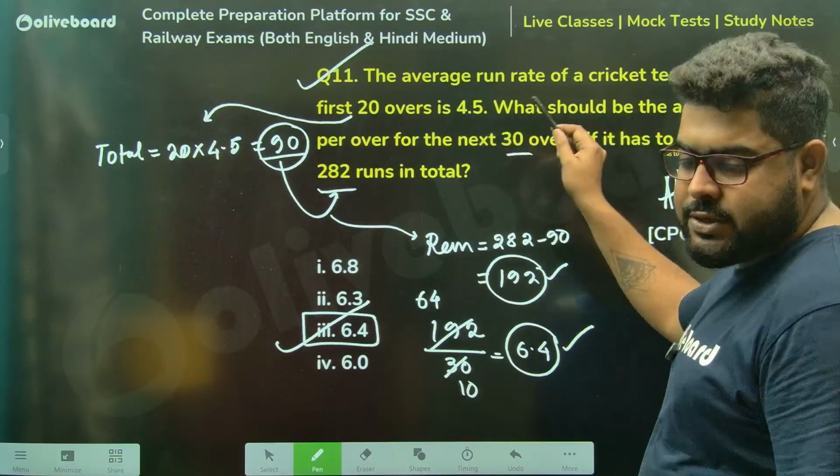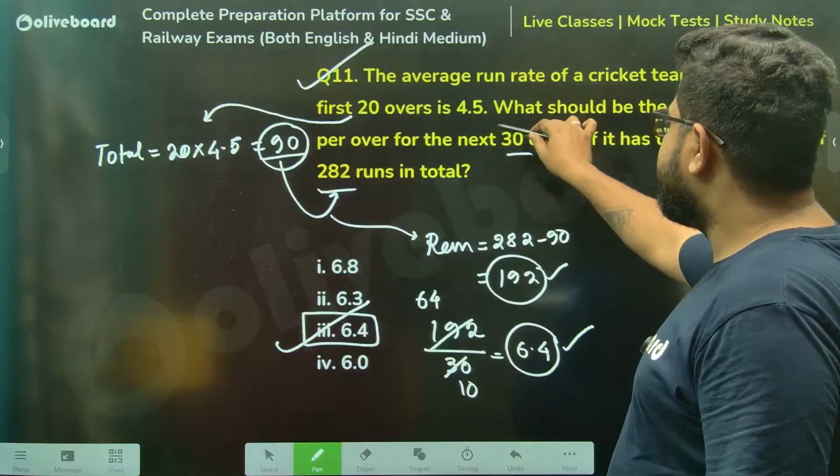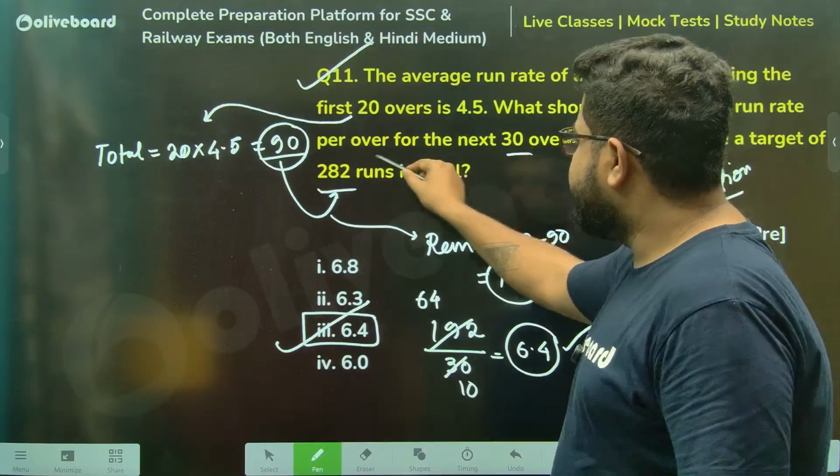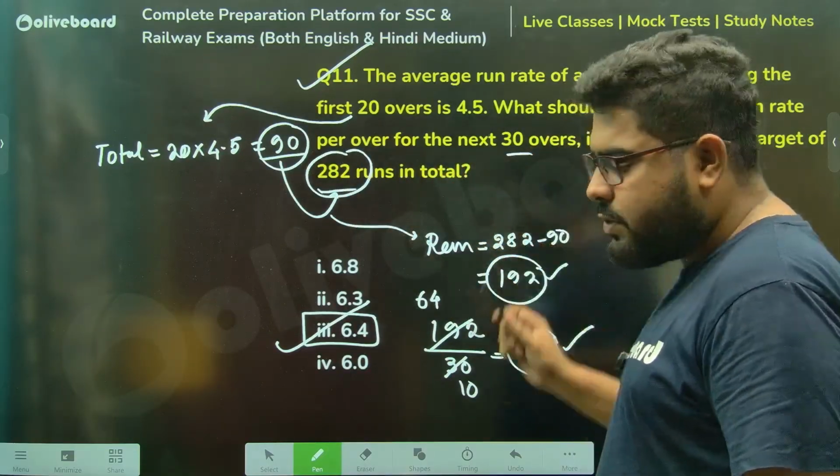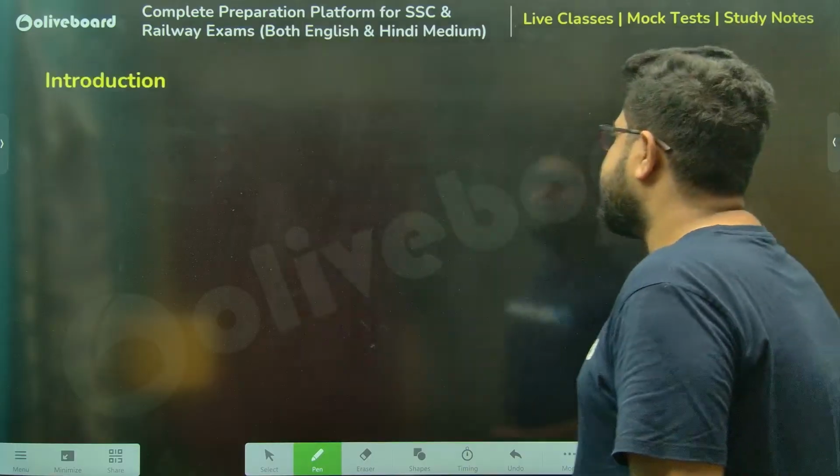Ratio is 20 overs to 30 overs, 2 is to 3. One is 4.5. The next one, total is 50 overs out of 285. That will be the middle value. Next one, sir.